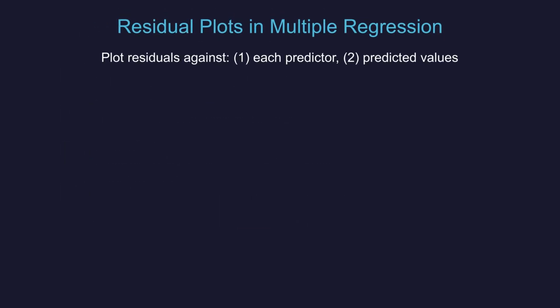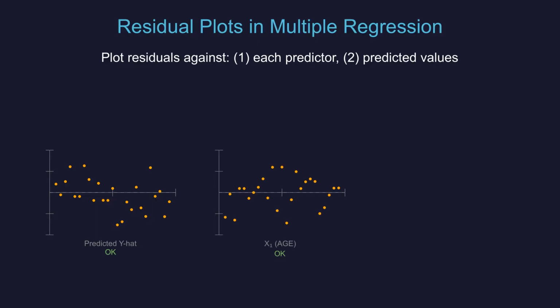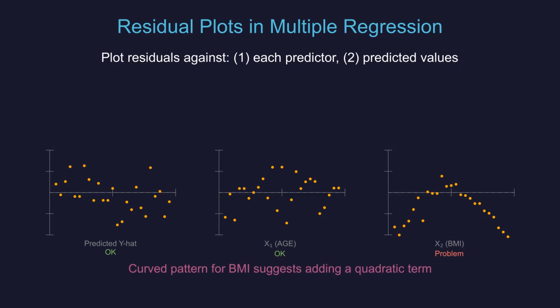In multiple regression, we make several residual plots. First, plot residuals against the predicted values. A random cloud is what we want. Then plot residuals against each individual predictor. Residuals versus age look fine here, no pattern. But residuals versus BMI show a curved pattern. This tells us the relationship with BMI may be nonlinear, and we might need a quadratic term for BMI in the model.